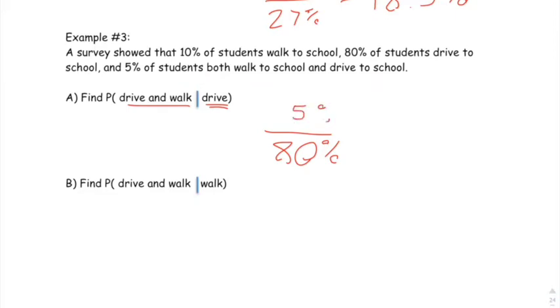Guess maybe if it's a nice day, they walk. If it's not nice, they drive. Not sure what the context is, but anyways, the 5% over the 80% that drive, period. It simplifies down to 1 over 16, or about 6.25%.